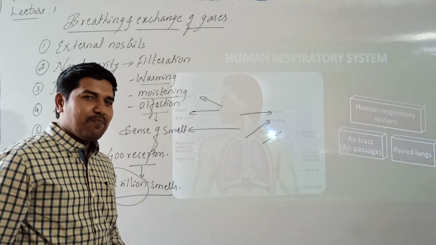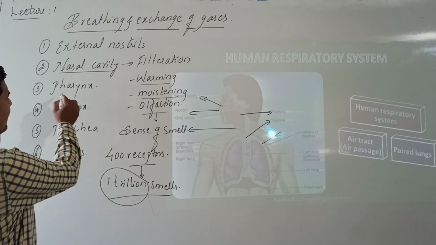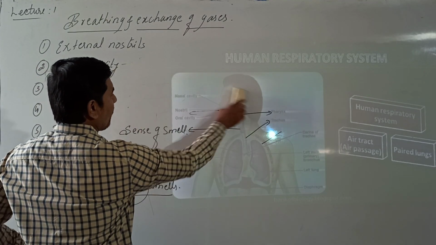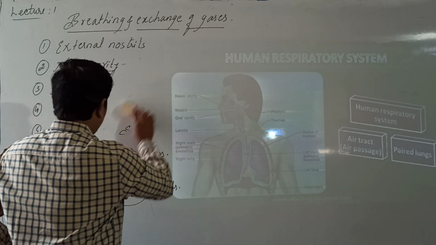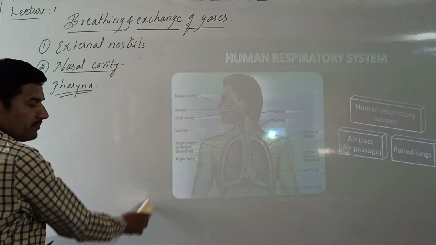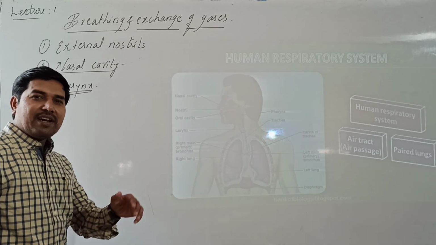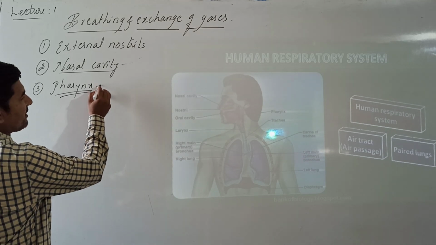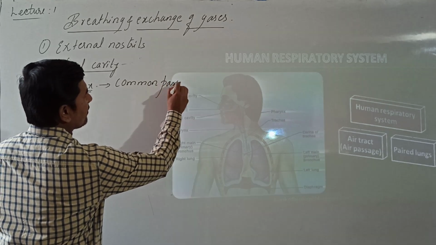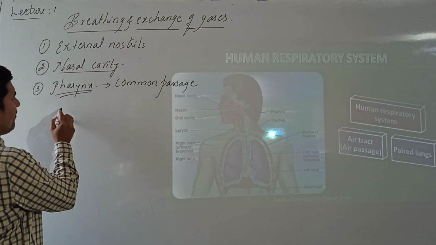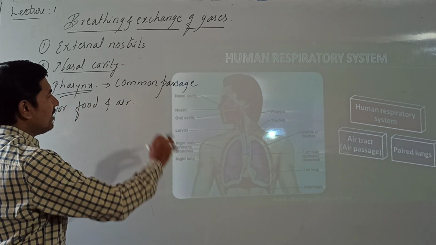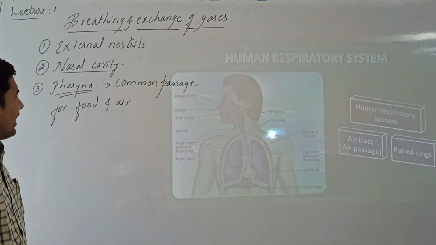Then let's go to the next part. After the nasal cavity, the next part is the pharynx. Let's look at the role of the pharynx. As we already know, the pharynx is called a common passage for food and air. The pharynx is the common passage for food and air.